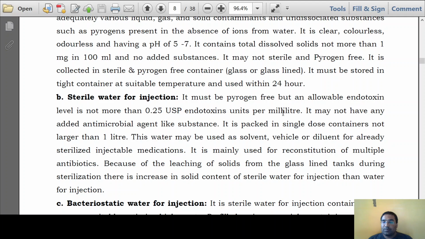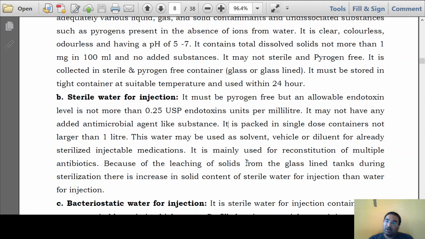It may not have any added antimicrobial agent. Antimicrobial agents may be added or may not be added in sterile water for injection. It is packed in single dose containers not larger than 1 liter. Single dose container means once you open this container, you have to use all the sterile water for injection. You cannot recap it and use it again.